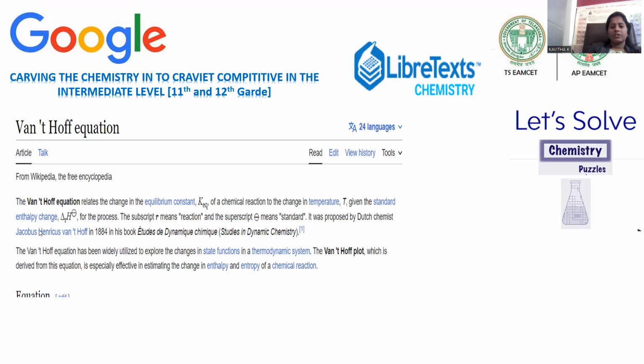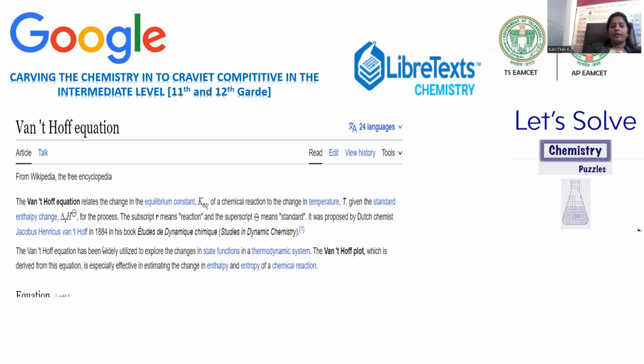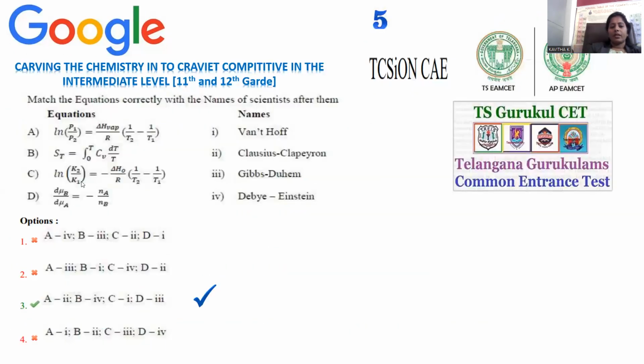What is the use of the van 't Hoff equation? This is the data collected from Wikipedia and encyclopedia. The van 't Hoff equation relates the change in the equilibrium constant of a chemical reaction to change in temperature. In what way equilibrium constant and temperature are related, that is mentioned by van 't Hoff. According to van 't Hoff, ln K2 by K1 is equal to delta H by R into 1 by T1 minus 1 by T2. So K denotes the equilibrium constant, and how the temperature variation changes the equilibrium constant, that relation is mentioned by whom? Van 't Hoff. So that is given over here, the van 't Hoff equation, right? So the third one, C will be the van 't Hoff equation.